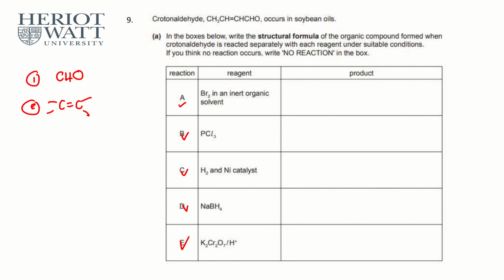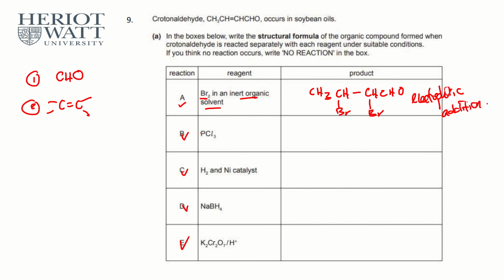So in this case, what will be happening here? Bromine in organic solvent basically reacts with double bonds, I guess. So you will get CH3, CH, no more double bond, single bond, CH, CHO, the aldehyde remains the same, no changes. You have two Br added in. So this is under electrophilic addition.